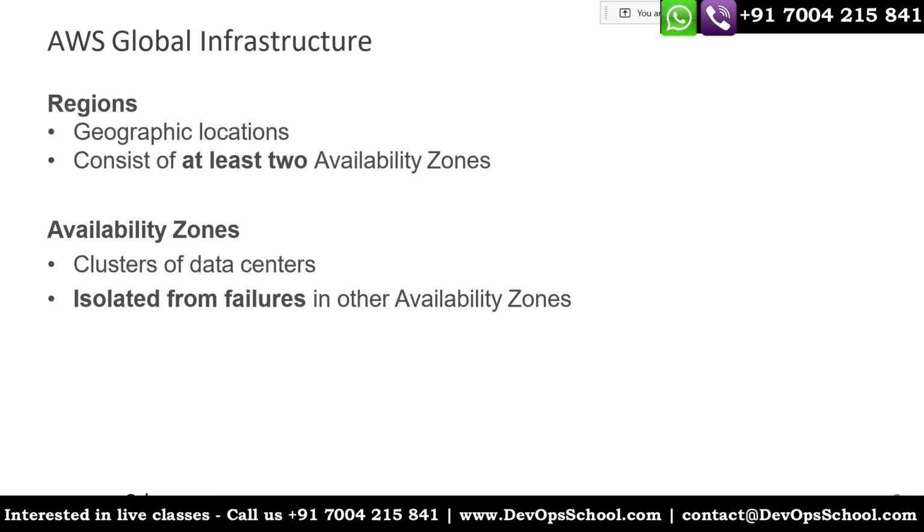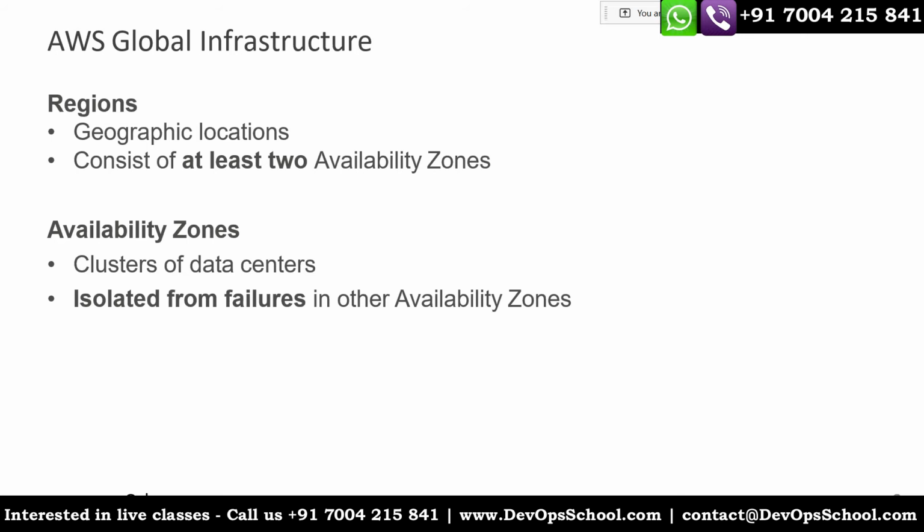Okay. So what is the availability zone? An availability zone is a cluster of data centers, isolated from failures in other availability zones. That means in one region, you look at the second line, it consists of at least two availability zones. That means a region will have at least two. It may have three, four, five also.